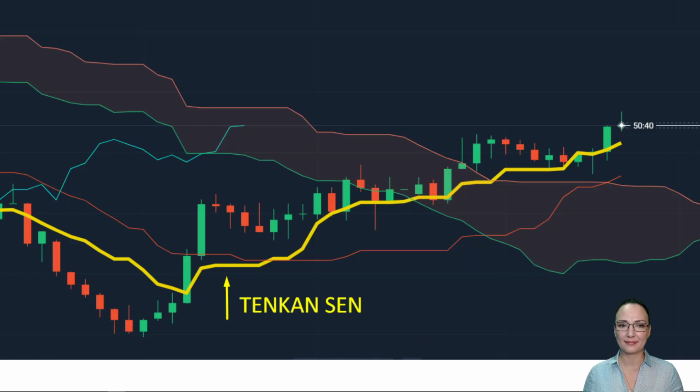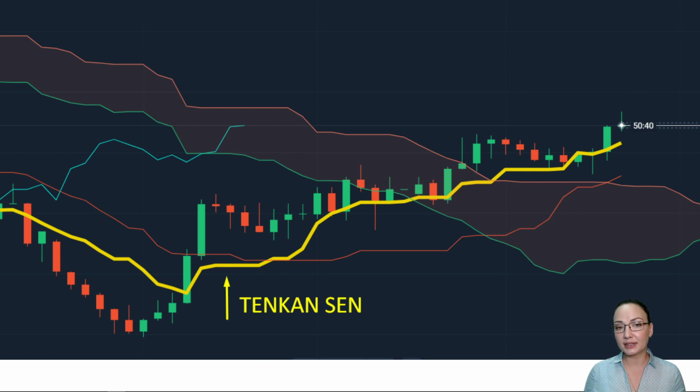Mr. Hosada spent years perfecting the indicator. His aim was to create an all-in-one technical analysis tool that would help him to analyze more details in less time. And so the name goes, Ichimoku Kinko Hyo, a balanced chart at one glance. Now, let's look at the indicator.